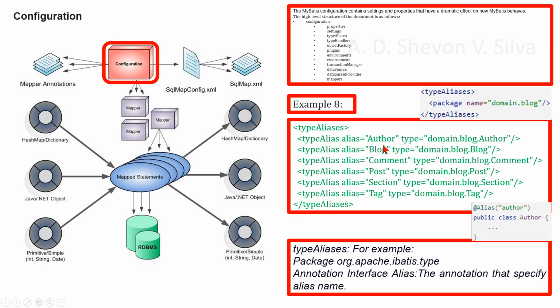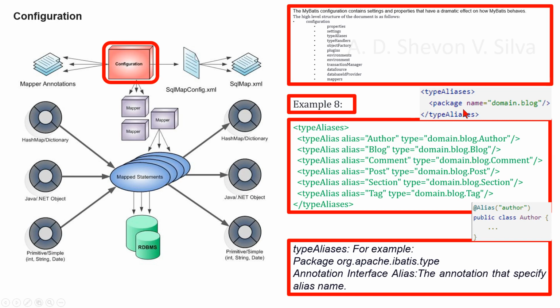For example, here with this configuration, Blog can now be used anywhere that domain.blog.Blog could be.